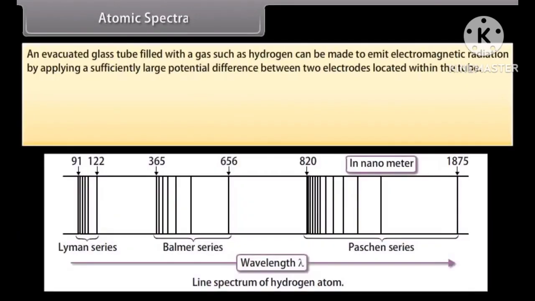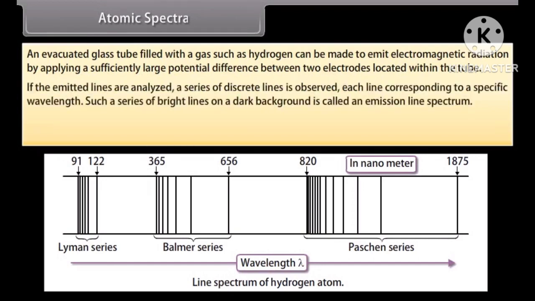Atomic spectra. An evacuated glass tube filled with a gas such as hydrogen can be made to emit electromagnetic radiation by applying a sufficiently large potential difference between two electrodes located within the tube. If the emitted lines are analyzed, a series of discrete lines are observed, each line corresponding to a specific wavelength. Such a series of bright lines on a dark background is called an emission line spectrum.